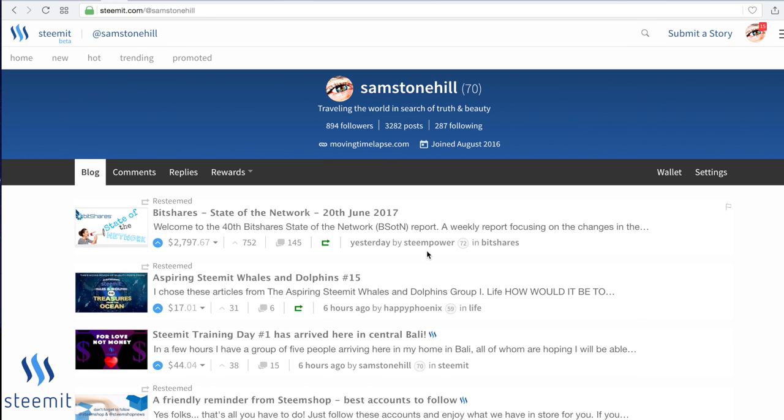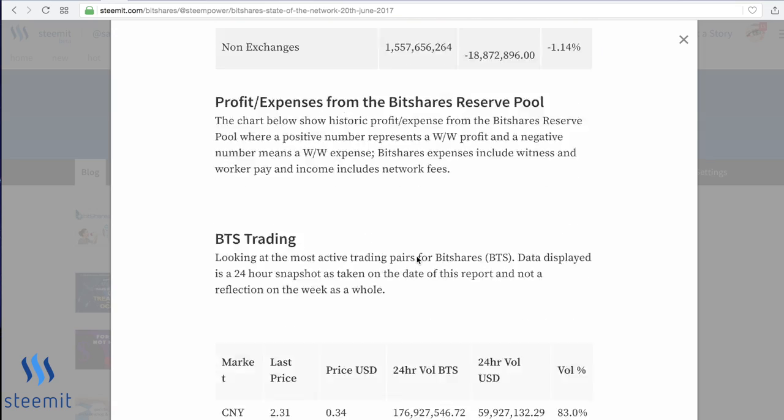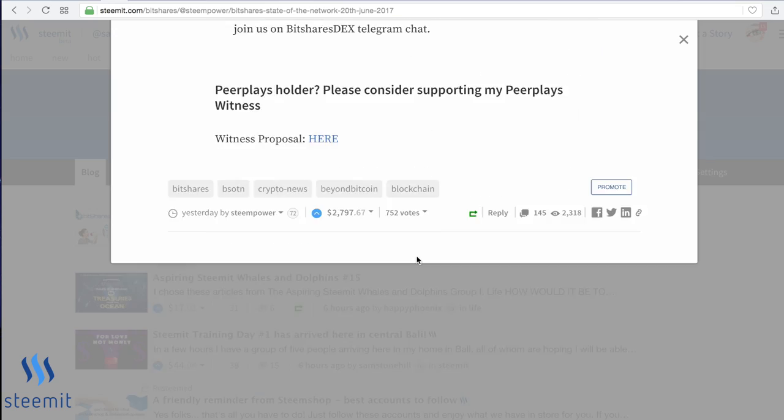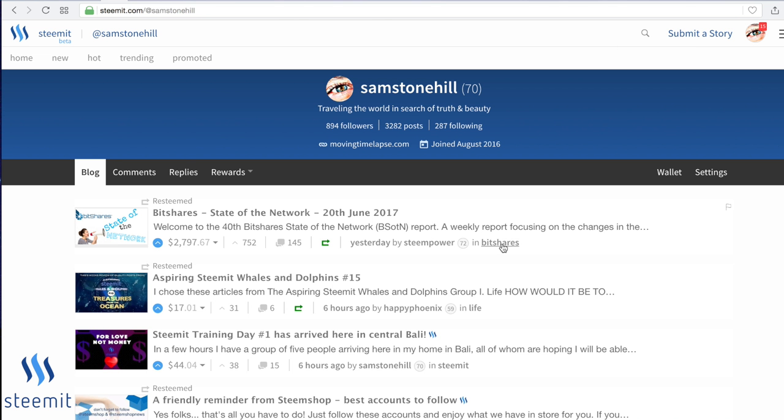The only way they're going to see you is through your first tag. So when you do your post, like I said, you've got five tags. The first one is the most important. So hang on, let me just get to the tags at the bottom. That one is the most important. So you can see they've come up in the category BitShares. So anyone looking in that category will see you.